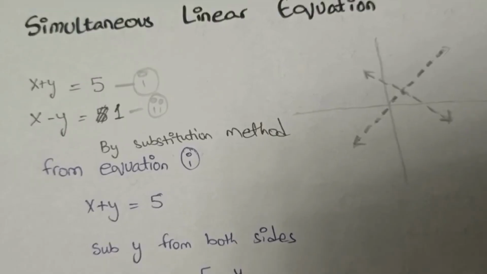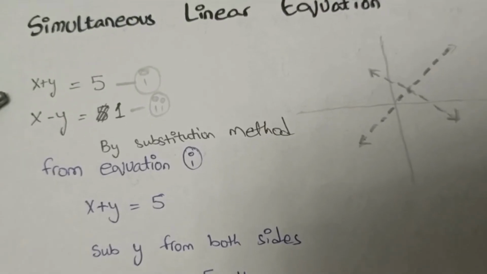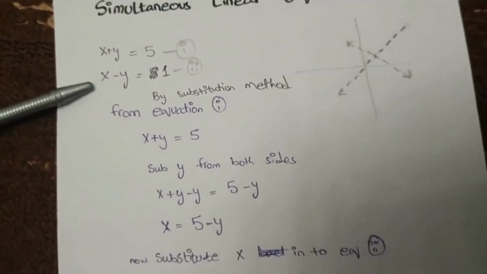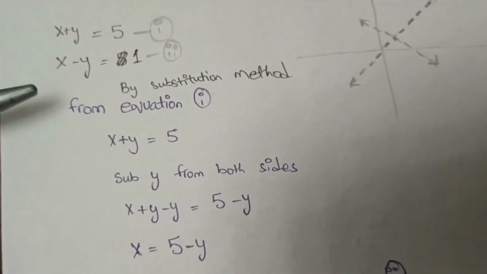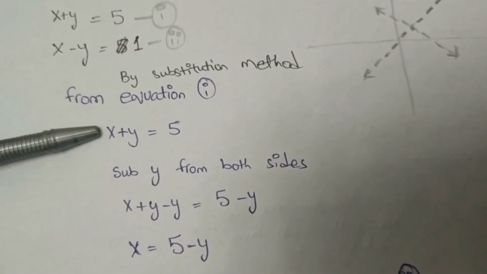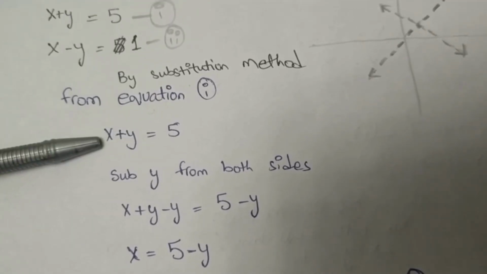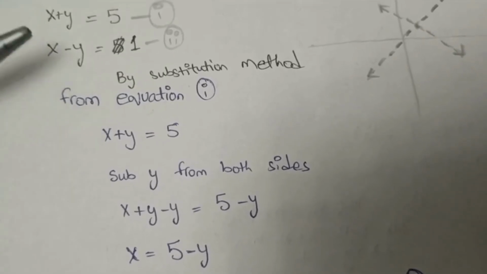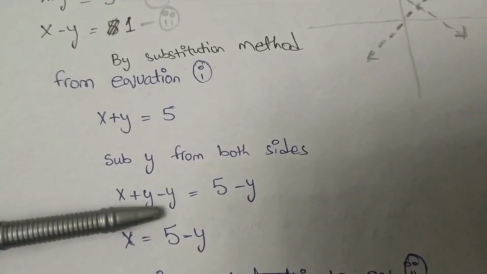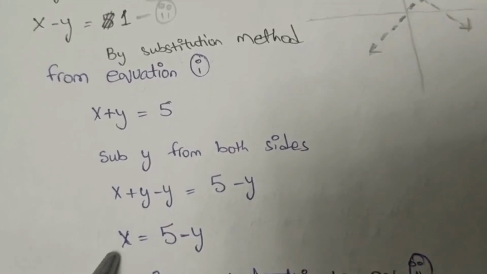In the substitution method we take one equation and we solve for one variable, okay, and then put the value of that variable into the other equation. Don't worry, I'll explain it step by step. So I took equation 1, that would be x plus y is equal to 5, right? So I subtracted y from both sides because I want to isolate x. You could have isolated y, no y is here, okay? So by subtracting y from both sides, y minus y is going to be 0, so x is equal to 5 minus y.